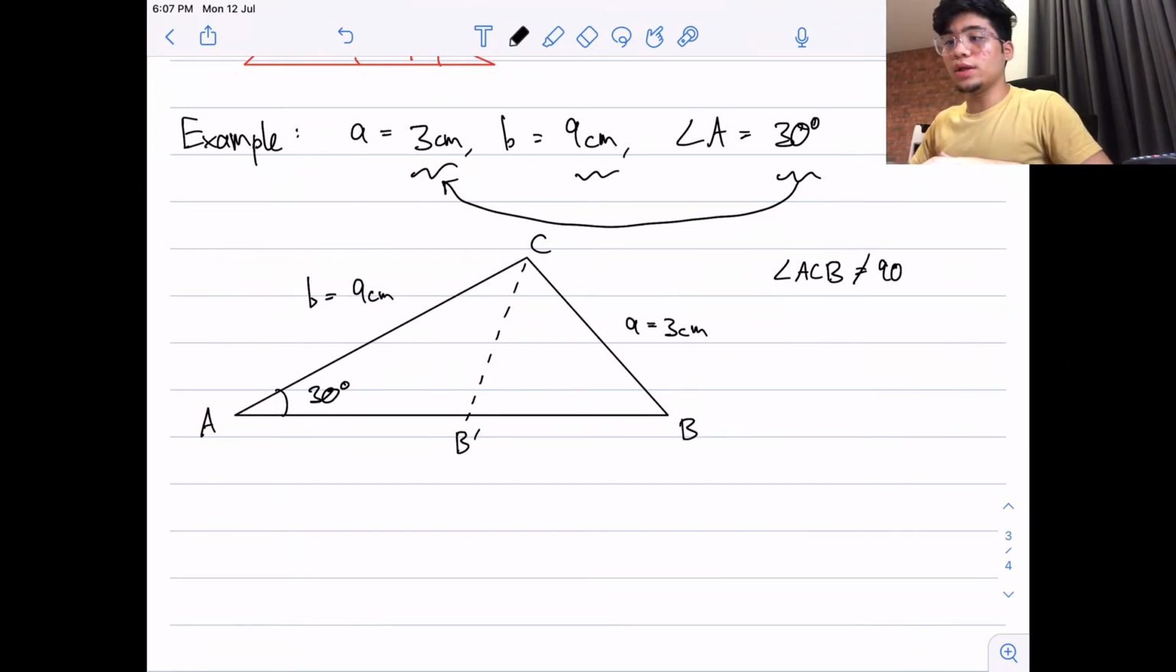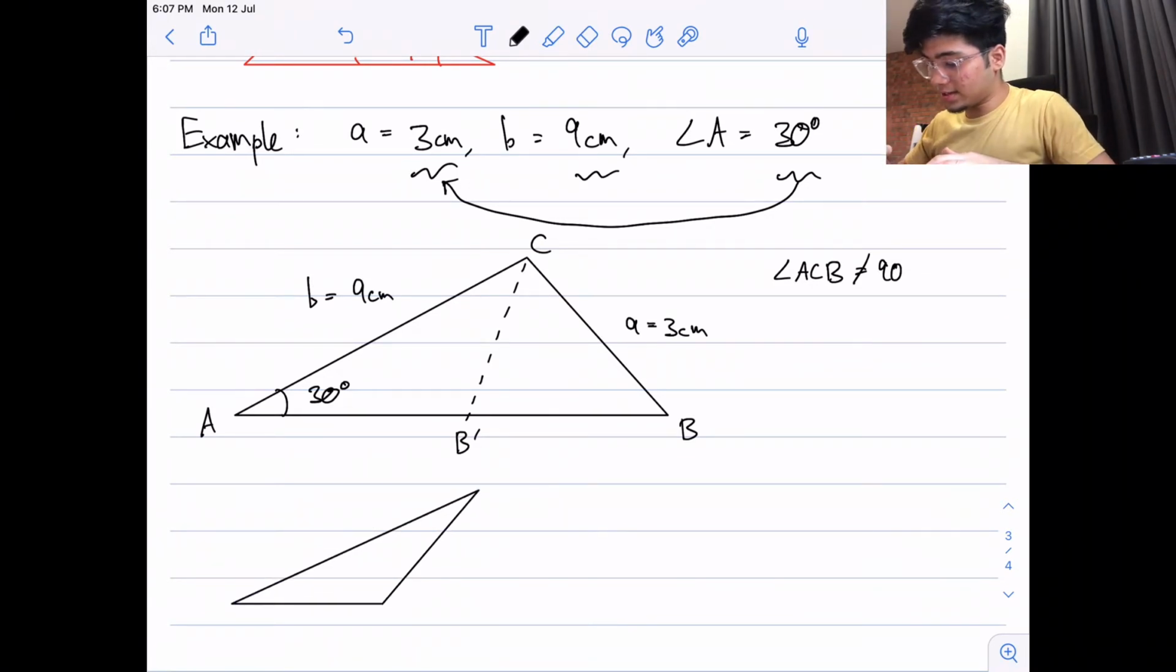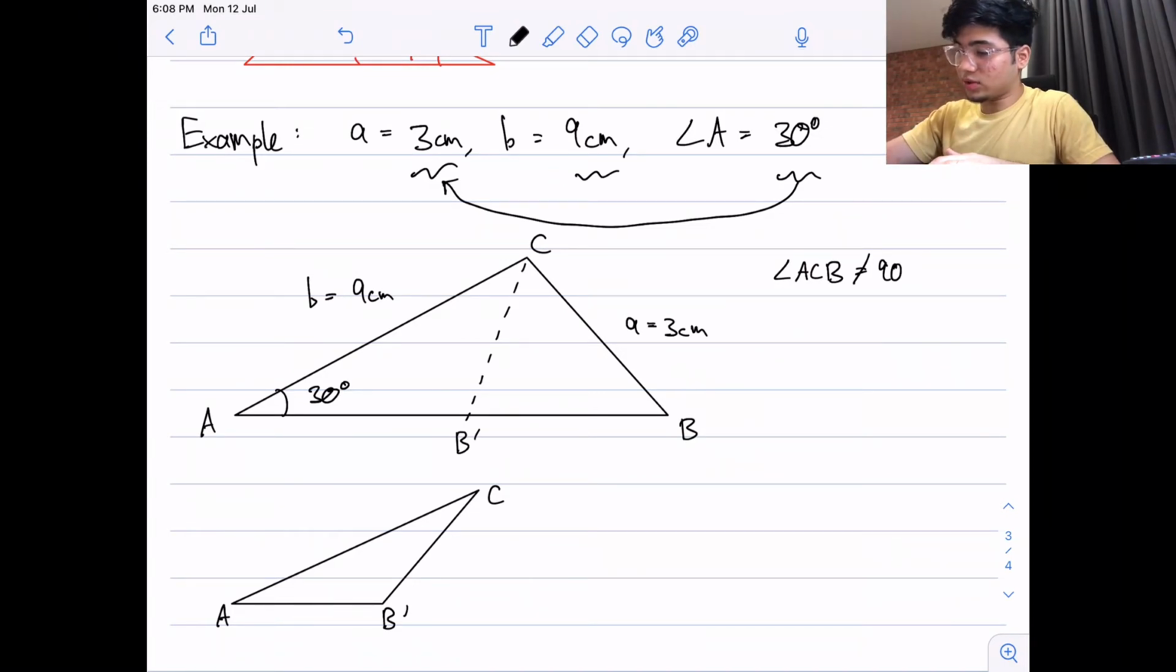So when you want to draw the answer, you basically have to draw both. You have to draw something like this. That would be the first case. Let me just draw it at the front instead. This as the first case, and this being the second case. So that's how you do the ambiguous case.